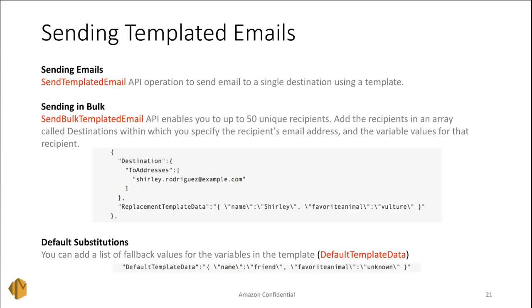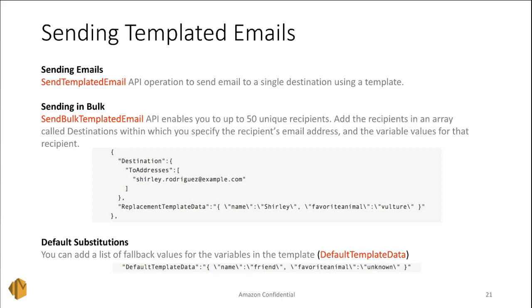And to go in depth, when you're sending emails, there are 2 different templated email APIs that are available for you. One is send templated email. You can use this if you're sending it in one API call. If you want to send to one unique customer, you can use this send templated email API.